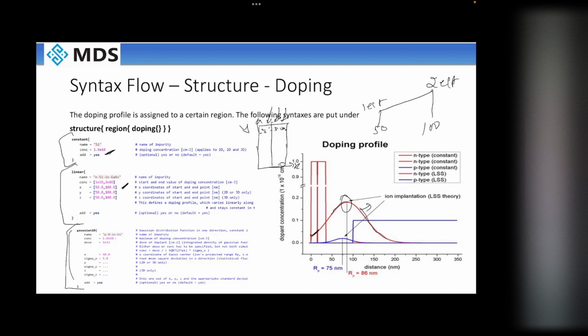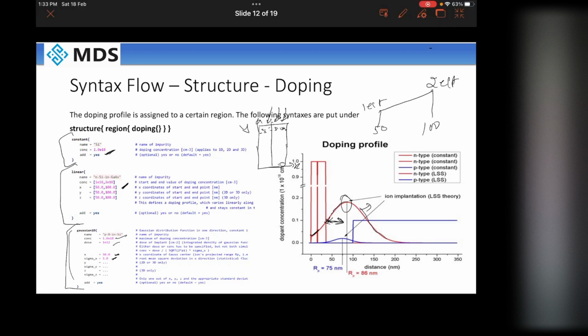Here you specify the concentration, you specify the dose, then you specify the x-axis, and then the variation, the standard deviation. What is your standard deviation? It is specified from the projection range to a particular distance, that is, how much variation there is.